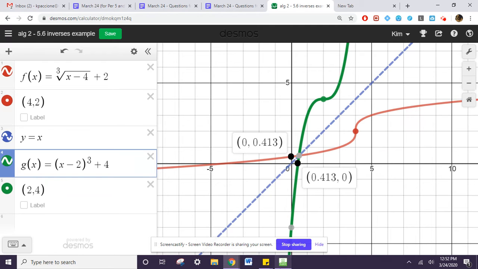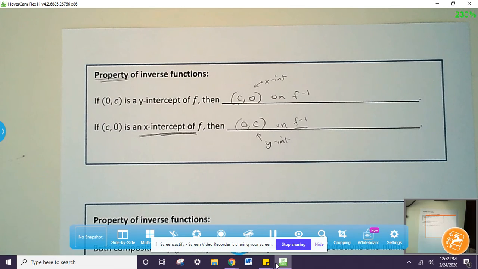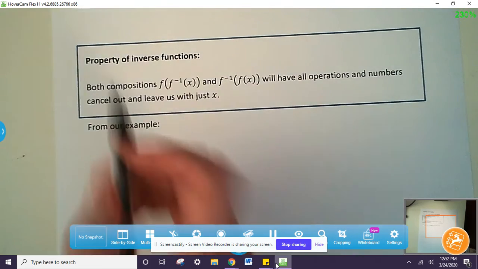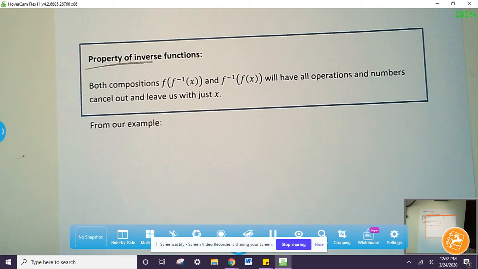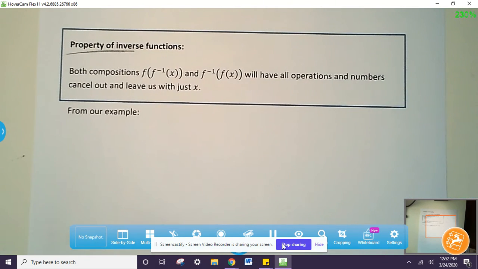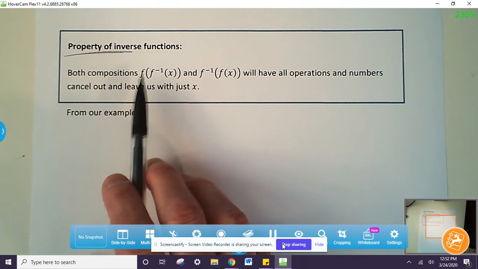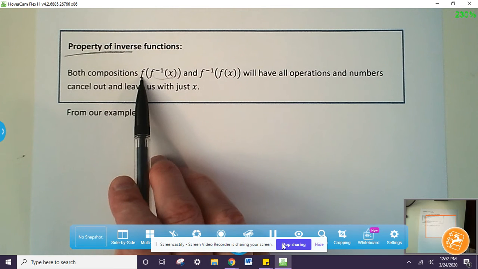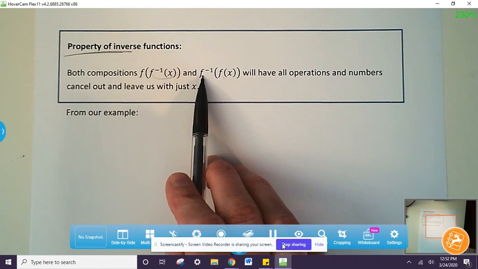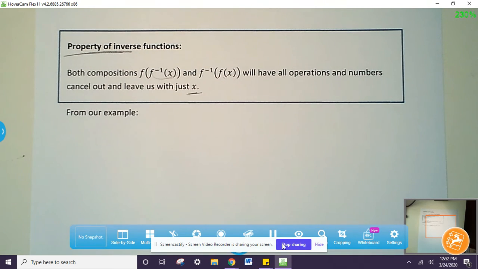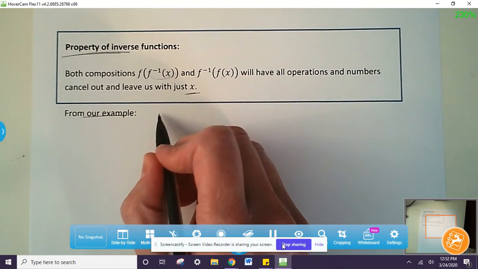We have one more property of inverses to discuss today, and that's what happens algebraically with the equations. So another property of inverses is that when you do the composition, which is why we warmed up with compositions, if you put f inverse inside of f or put f inside of f inverse, everything's going to cancel out and you're just going to get x at the end. And that's going to happen with every single pair of inverses. So let's take a look at our example and see what happens.